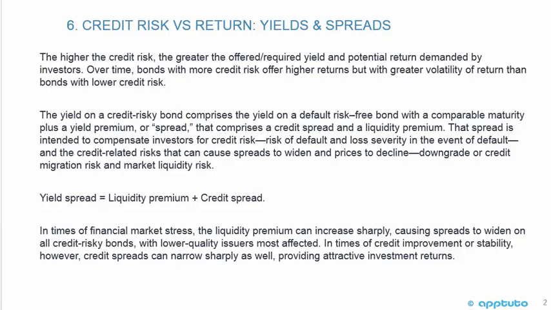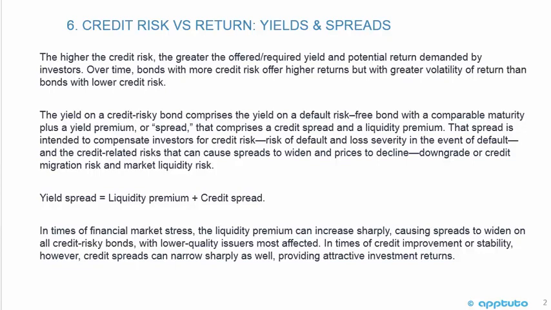credit risk. The yield on a credit risky bond comprises the yield on a default risk-free bond with a comparable maturity, plus a yield premium or spread that comprises a credit spread and a liquidity premium. That spread is intended to compensate investors for credit risk, risk of default, and loss severity in the event of default, and the credit risks related that can cause spreads to widen and prices to decline, downgrade or credit migration risk, and market liquidity risk, okay? So the yield spread equals the liquidity premium plus the credit spread.